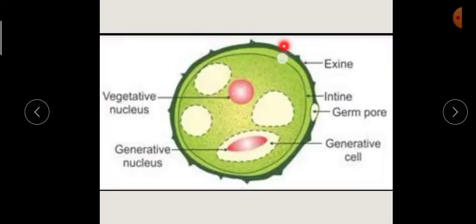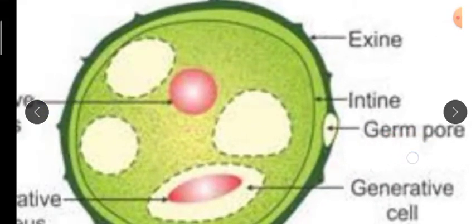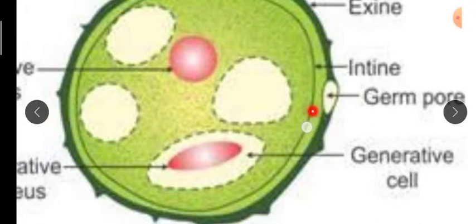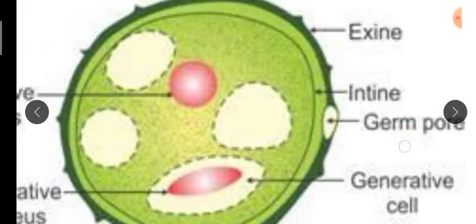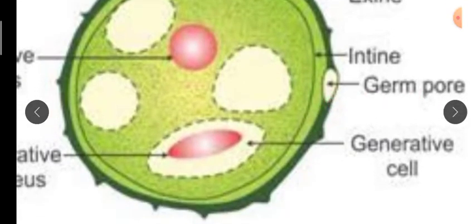I told you the exine is made up of sporopollenin, but in this germ pore, sporopollenin is not there. This germ pore is present on the exine only, but in this portion the color is different. Can you see? This exine is dark green in color, which means sporopollenin is present. Only in this portion sporopollenin is not there. So in the germ pore you will not see the presence of sporopollenin.